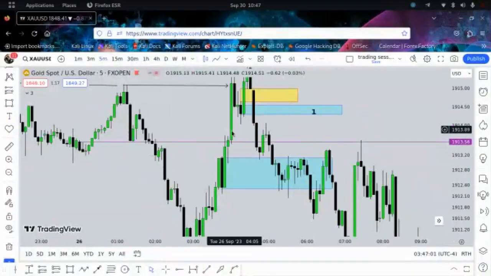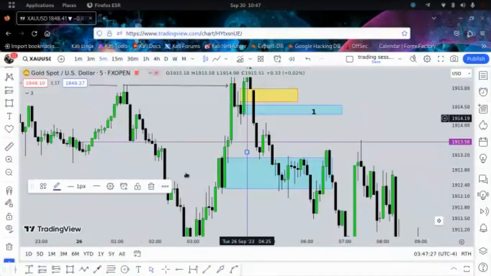Then a reminder: once our sell programs have been activated, after this run on buy stops, price is going to start respecting bearish PD arrays from this point onwards, because it's going to form some sort of a curve. Let me first show you the curve. Price is going to form some sort of a curve.